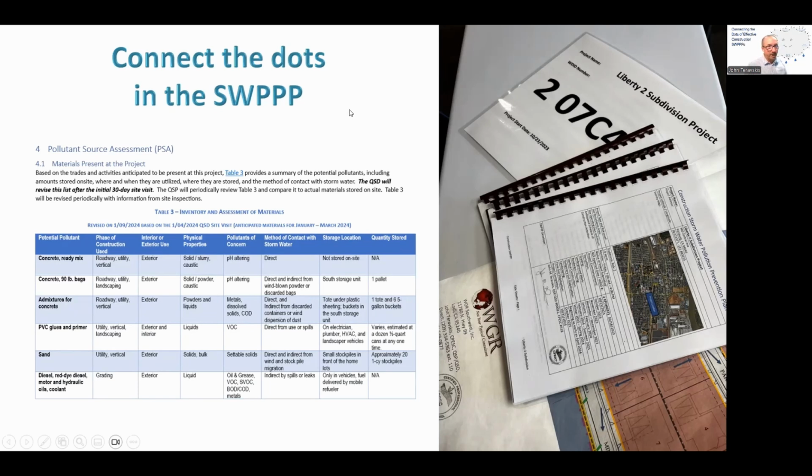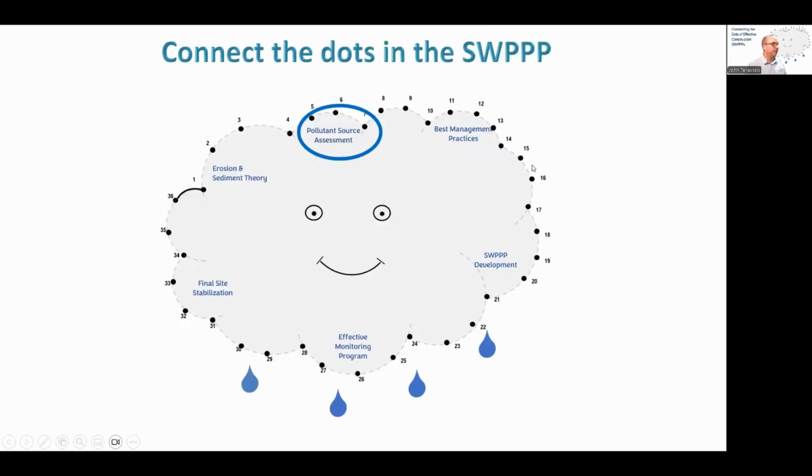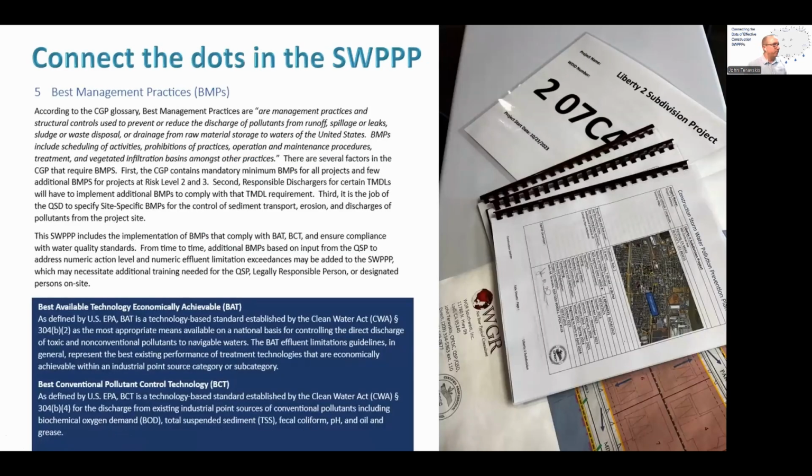And then the permit also talks about how much do you store? Where do you store it? All of those are what has to go into the pollutant source assessment. So we did our pollutant source assessment. Now we need to identify some BMPs. So let's quickly look at some BMPs.